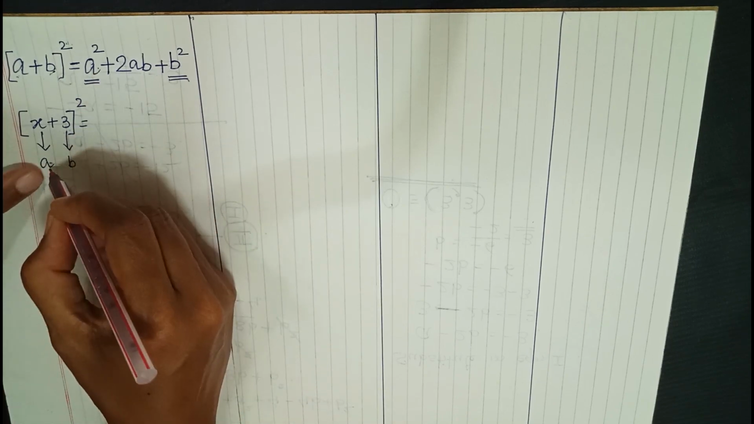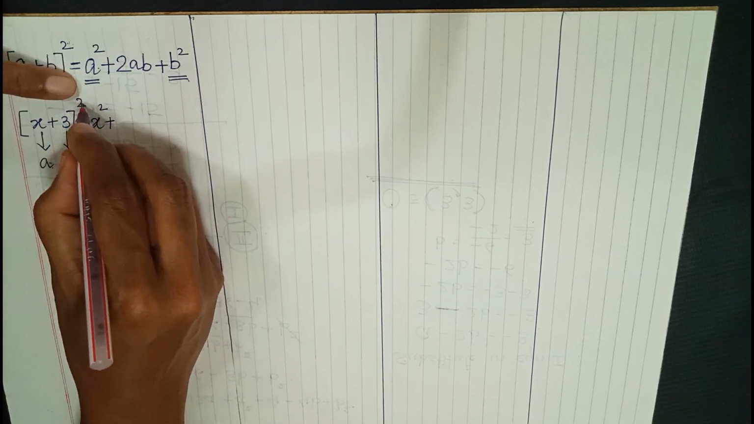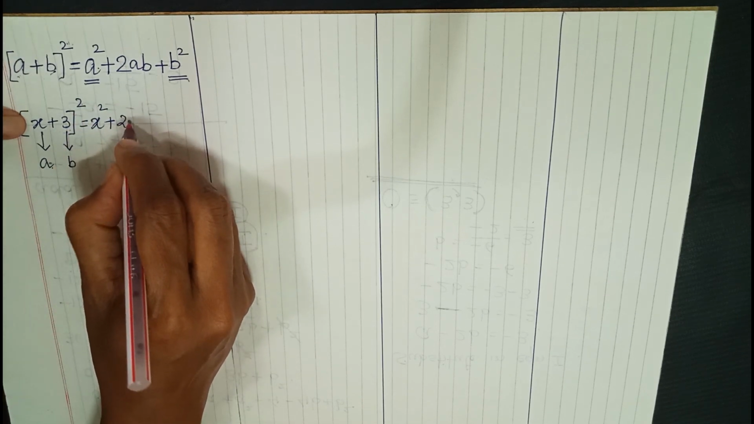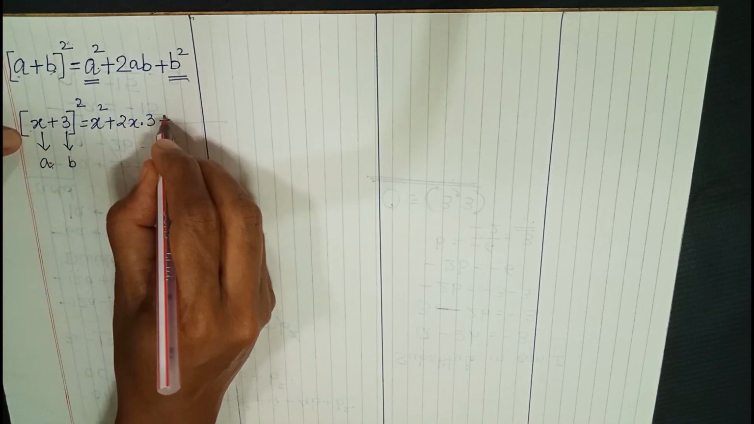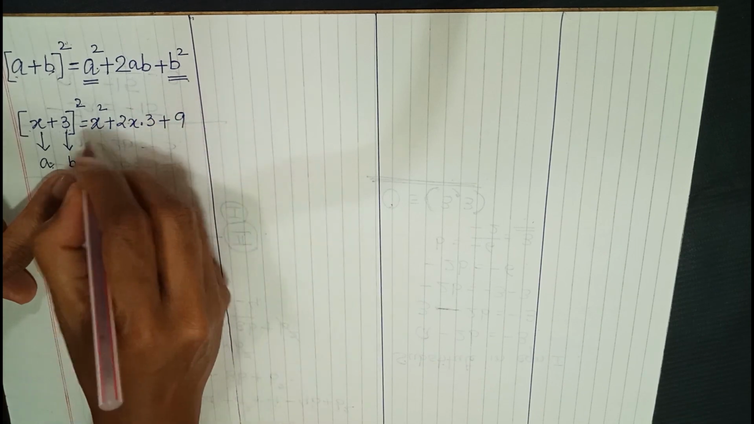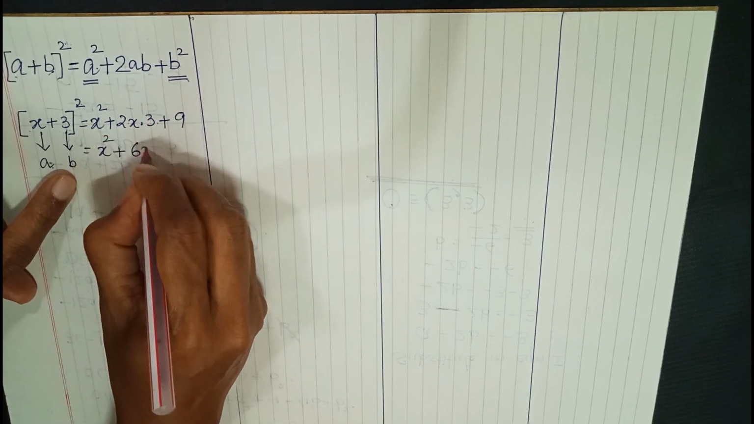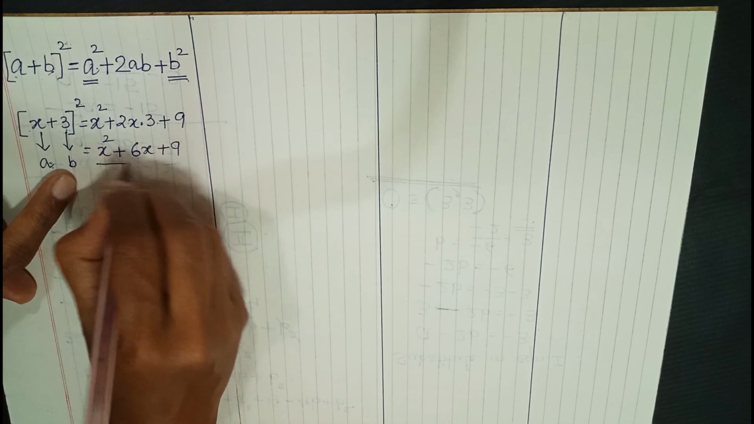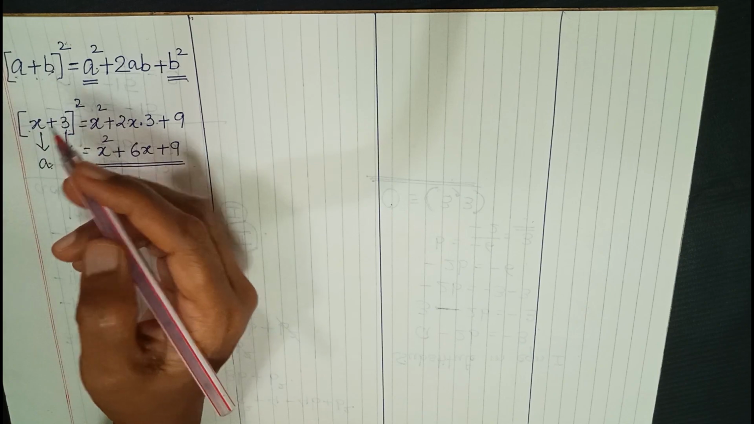First term is a square, so we get x square. Second term will be 2 into x into 3, right? 2ab. Plus the last term is b square. b square is 3 square, which is 9. So we just rearrange the terms. 2 into 3 is 6, so we get x square plus 6x plus 9. So this is how we get our expansion using (a plus b) the whole square.